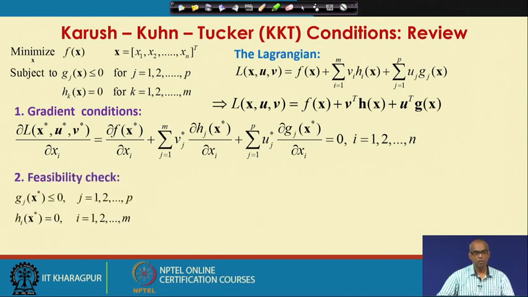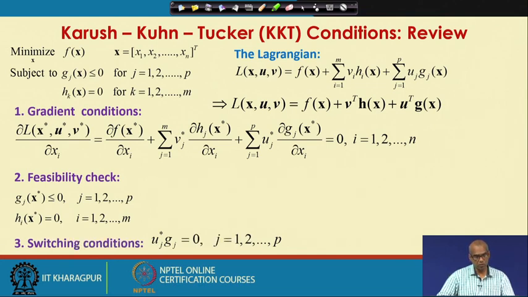Second, feasibility check, that means the inequality constraints have to be satisfied, and equality constraints have to be satisfied. So, the candidate optimal solution will satisfy the inequality constraints as well as equality constraints. X star is the candidate optimal solution. We will call this a KKT point. The point that satisfies all the KKT conditions is known as a KKT point.